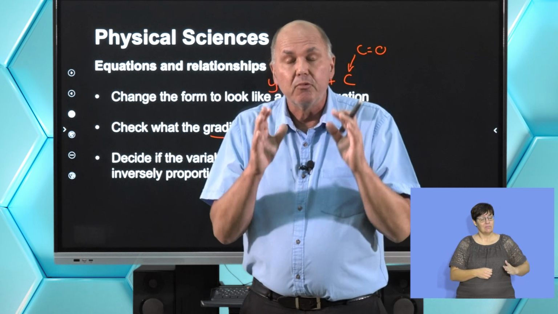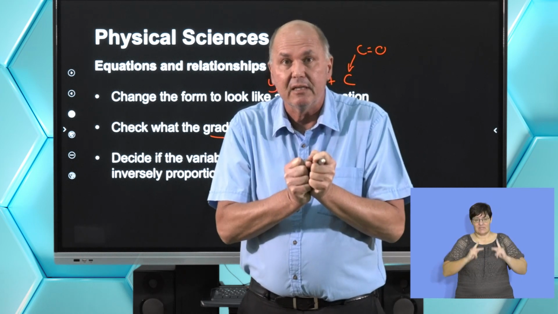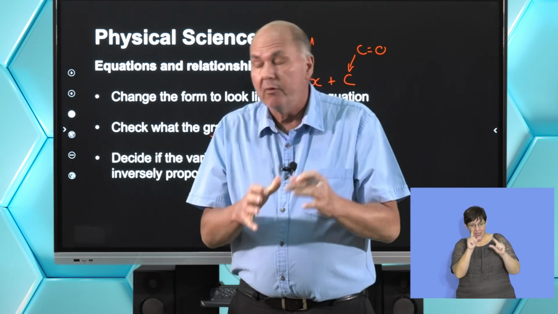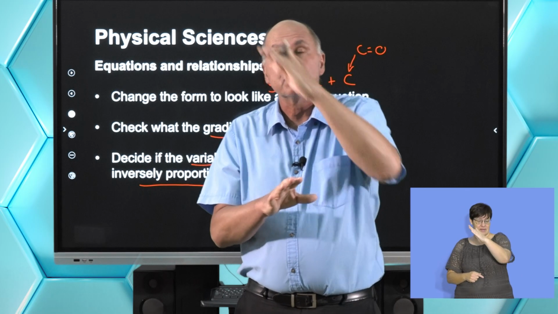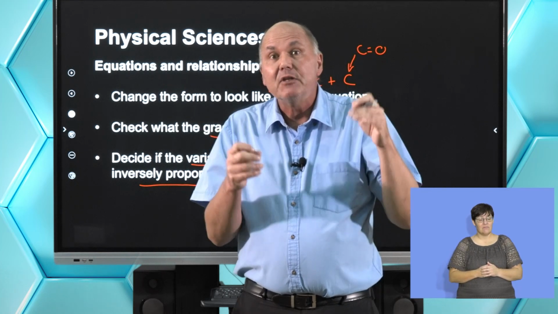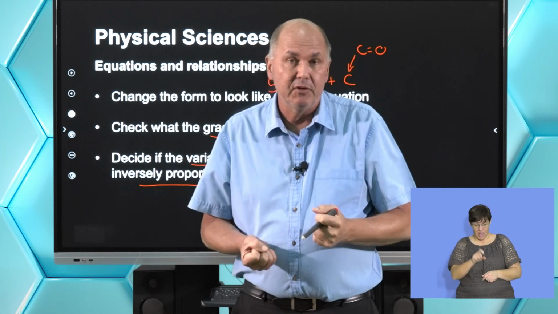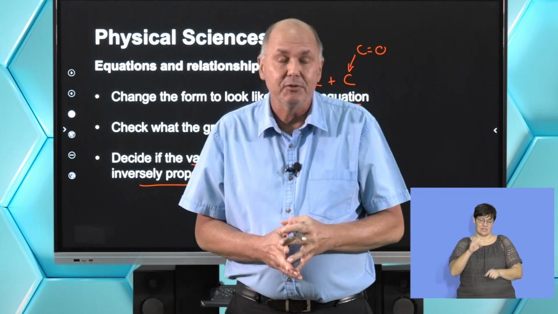The gradient represents a physical quantity. And so be aware of what that gradient represents. And decide if the variables are then directly or inversely proportional. If it's one dependent variable against another, then it's going to be a straight line. If it's a 1 over, then they're inversely proportional. So that's the way to be able to check it.